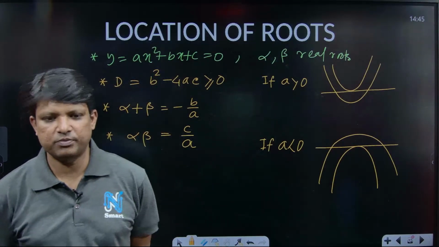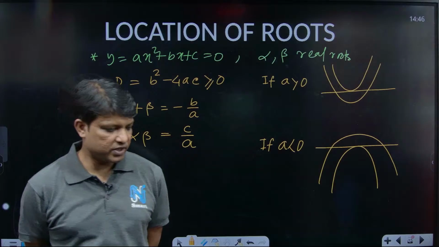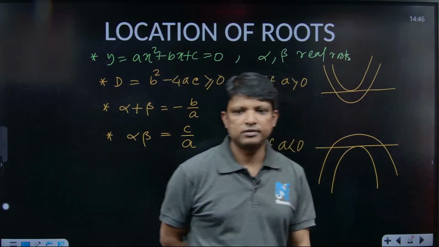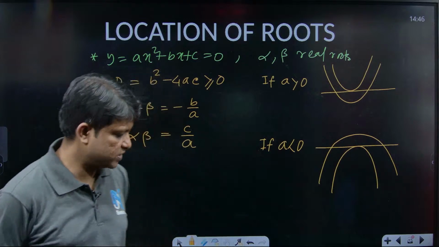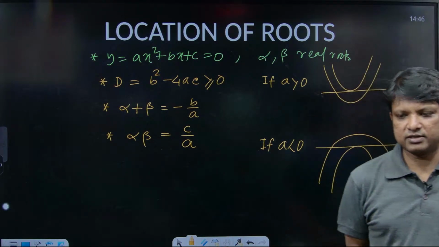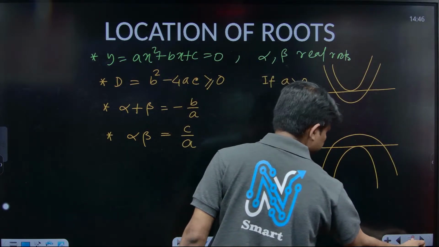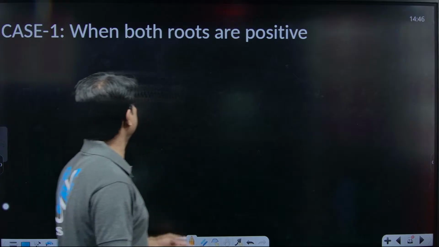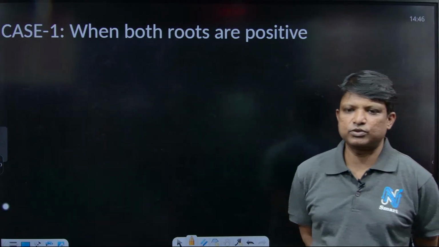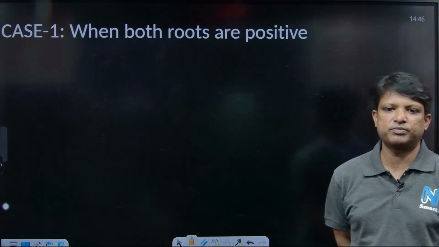Now both roots are positive, that means both roots lie after the origin, means the parabola intersects the real axis after the origin, greater than 0, that means both roots are positive. What is the condition and which conditions do we have to analyze? Okay, take that quadratic expression when both roots are positive. Case 1, when both roots are positive. How to analyze and which conditions do we have to analyze?